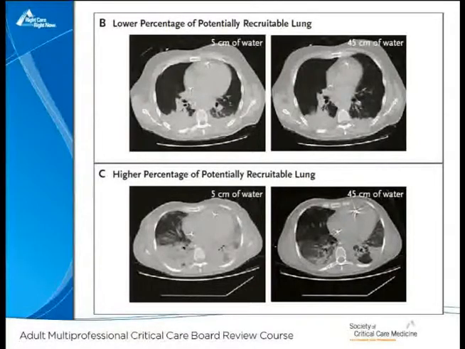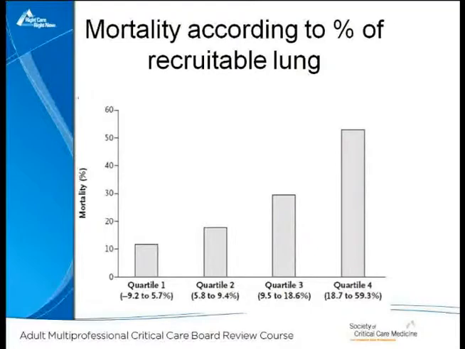Now there's this notion of recruitable versus non-recruitable lung in ARDS. Up here on the top is a patient who has a bilateral injury, but it's pretty patchy, and there's not a whole lot of lung there to recruit. So this is a low recruitable lung. Down here, however, the injury is more diffuse in both lung fields, and this lung does respond to PEEP. A lot has been made of this, and it appears that the more recruitable your lung, the higher your mortality.